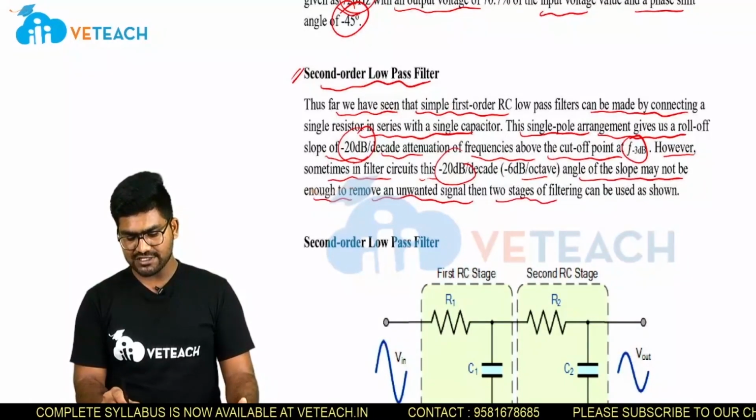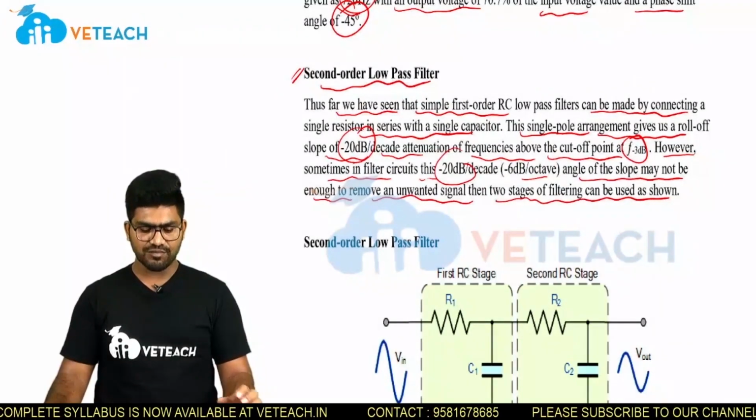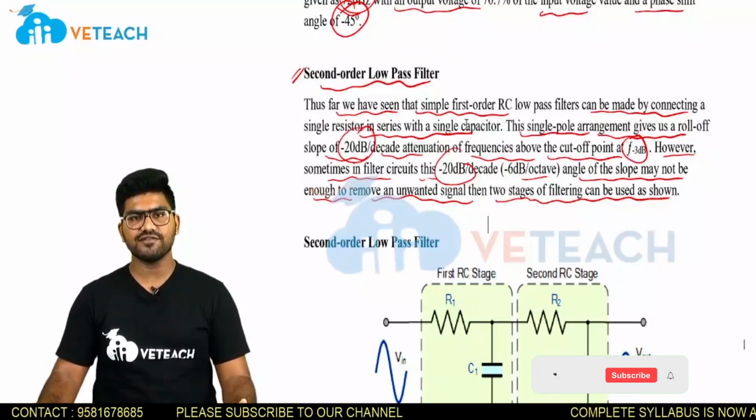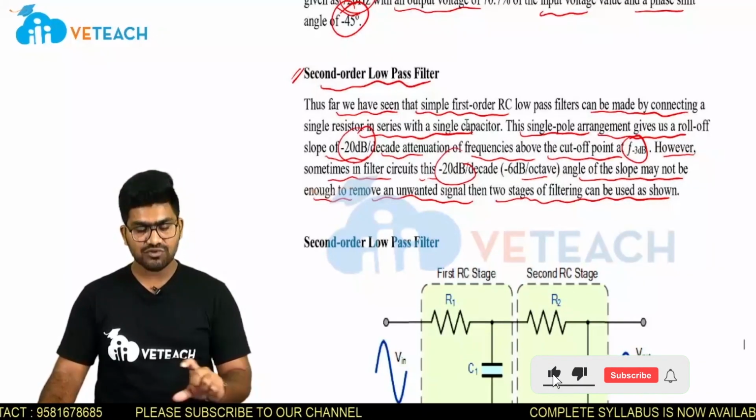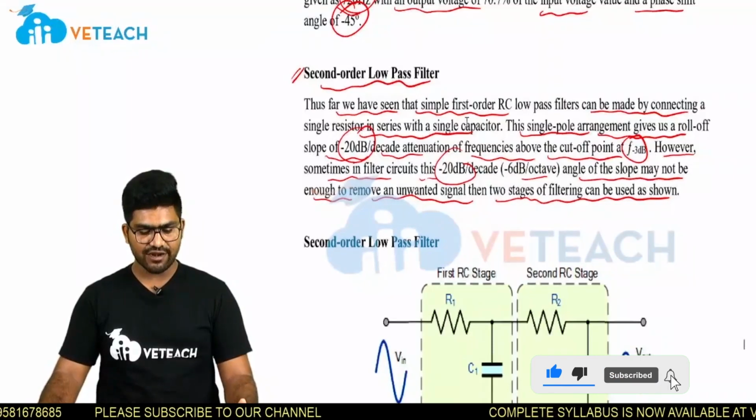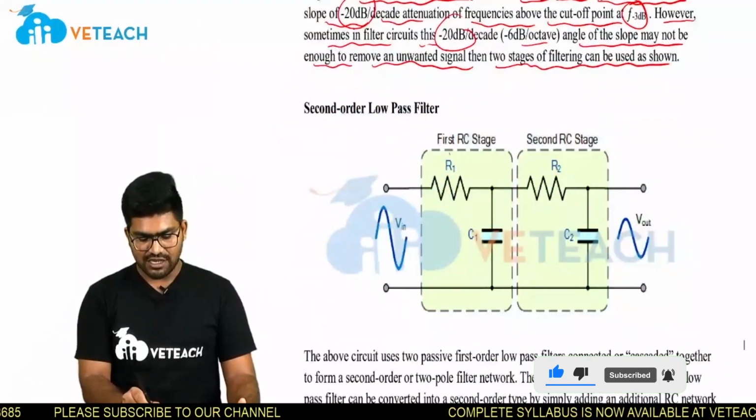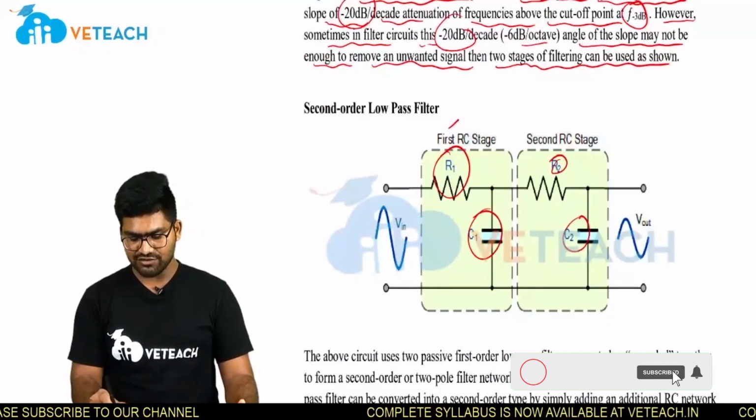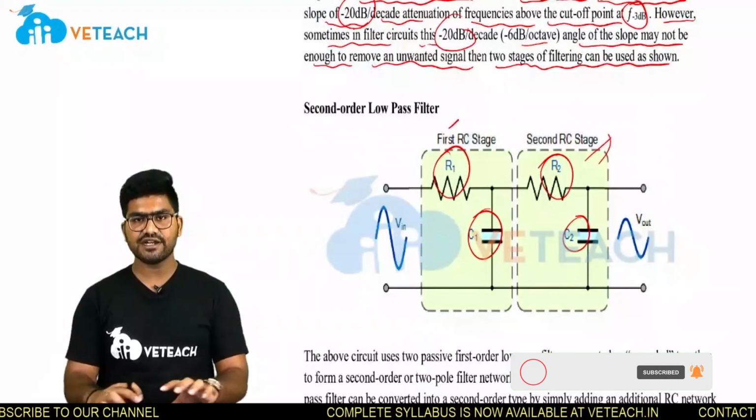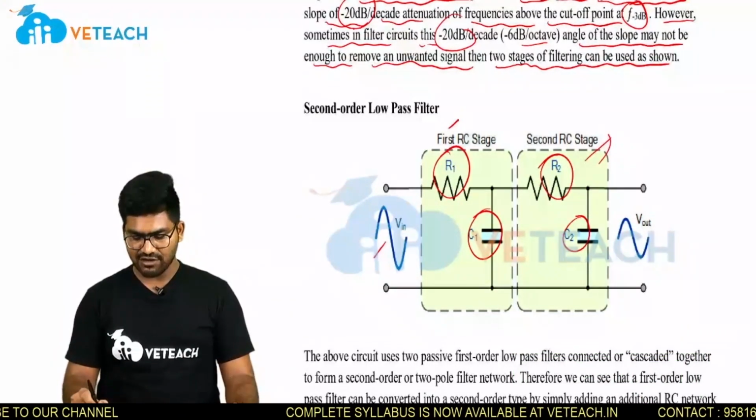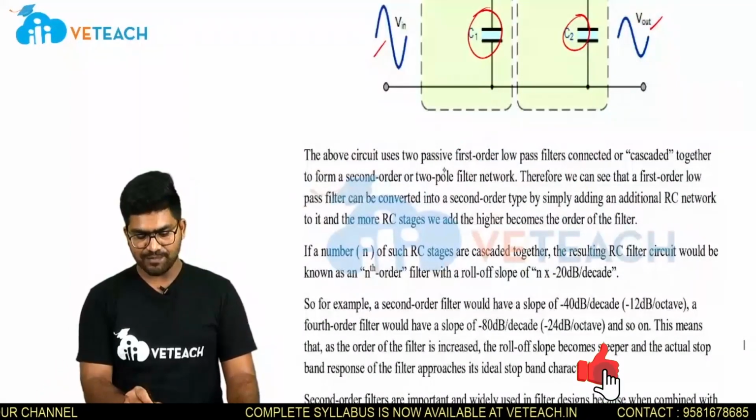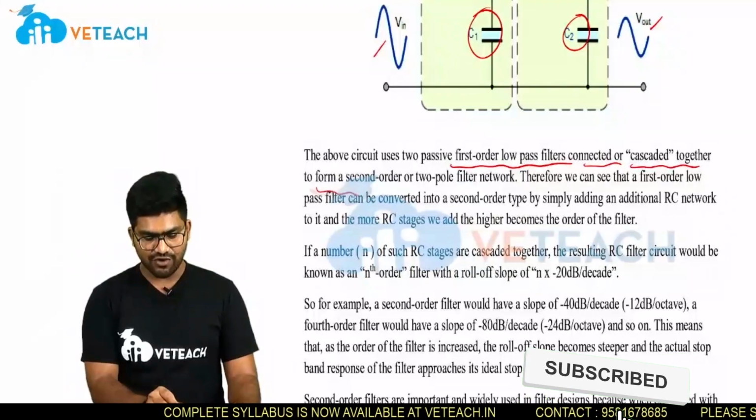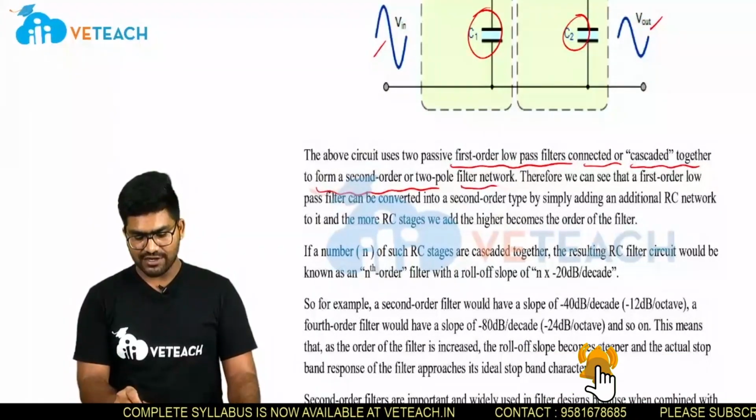Then two stages of filters can be used. So by using one stage, the unwanted signal can't be removed completely. That's why we are going for two stages of filters, which is the second order low pass filter. So here R1 C1 is the first filter and R2 C2 is the second filter, which are connected in series. So this is V in, V out. The above circuit uses two passive first order low pass filters connected or cascaded together to form a second order low pass two pole filter network.